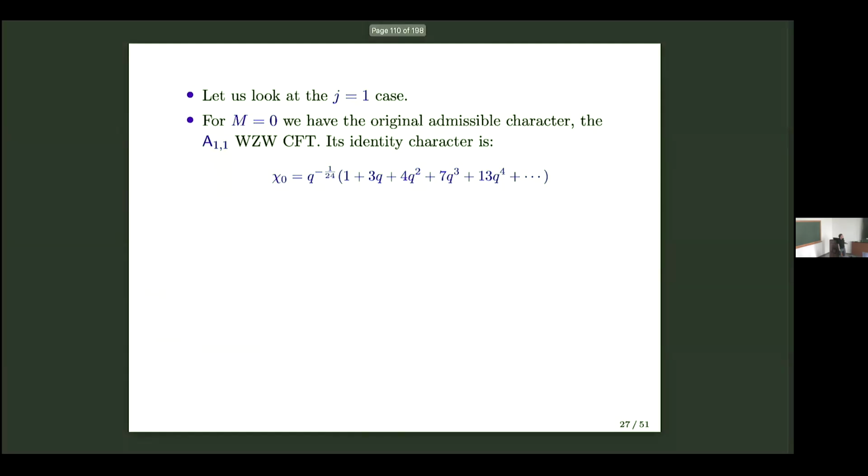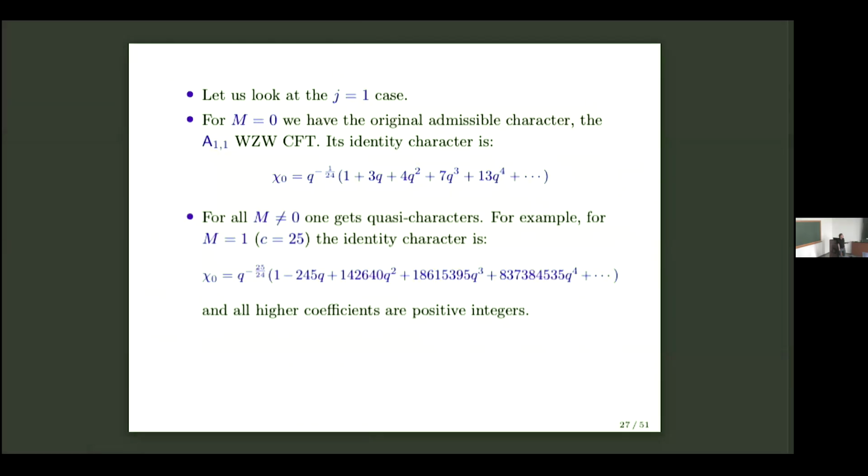Let's look at this case. First, let me remind you, when m was 0, we had a CFT. This is SU2 level 1, very familiar to people. This is its series expansion, and you can see that there's a 3 here, which is the dimension of SU2. And this is all positive, and it will be positive however far you go.